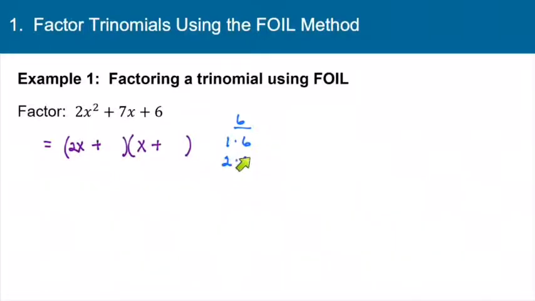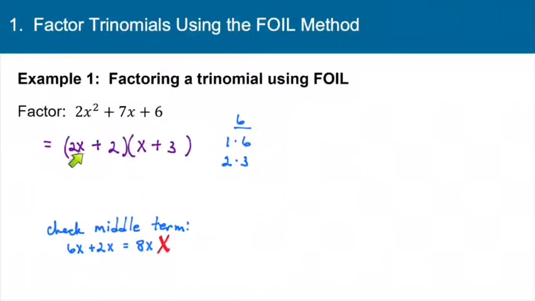So let's just choose two of these factors and put them in our binomials and see what we get for a middle term. So I'm going to choose the 2 and the 3, and I'm going to put the 2 here and the 3 here. And now let's check our middle term. Outer times outer is going to be 6x. Inner times inner is going to be 2x. So the middle term for the way I have this arranged would be 6x plus 2x, which is 8x. But that is not the middle term that I wanted.